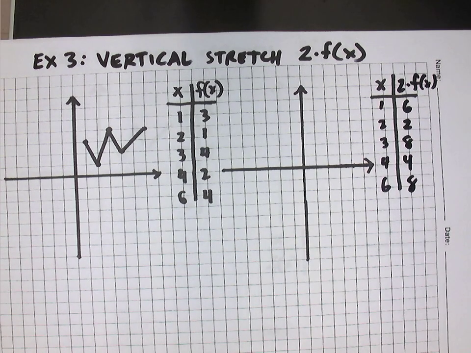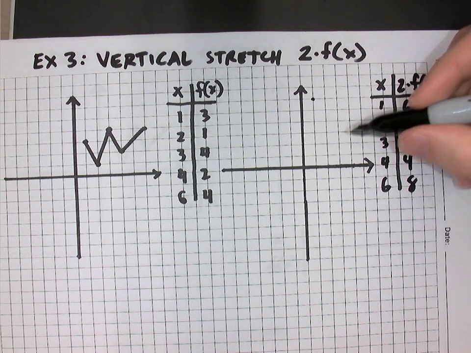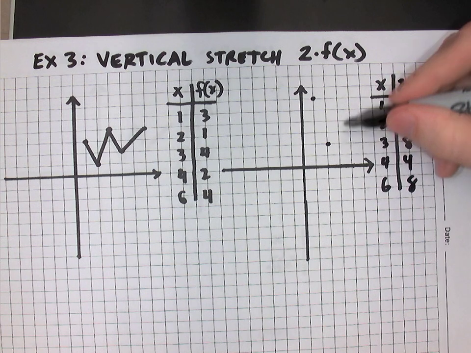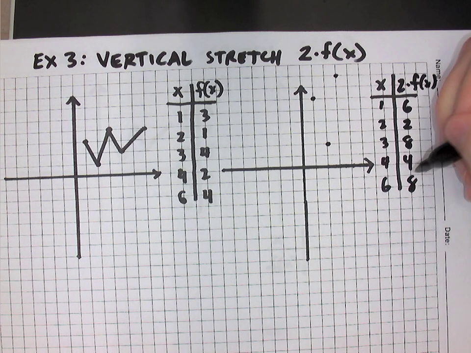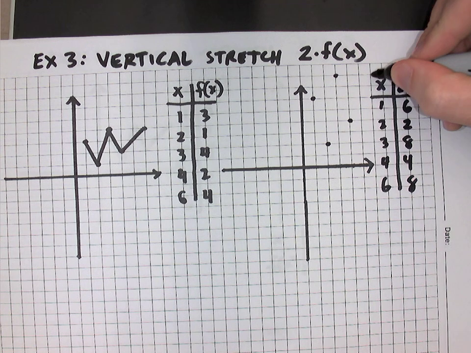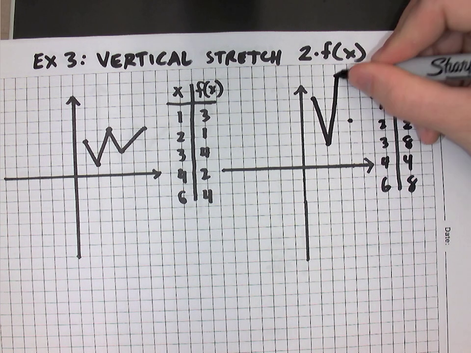And the picture that presents itself, instead I'll have 1, 6, there, 2, 2, 3, 8, 4, 4, and 6, 8, right about here. Well, it still looks like the same general shape. It still looks like a W.